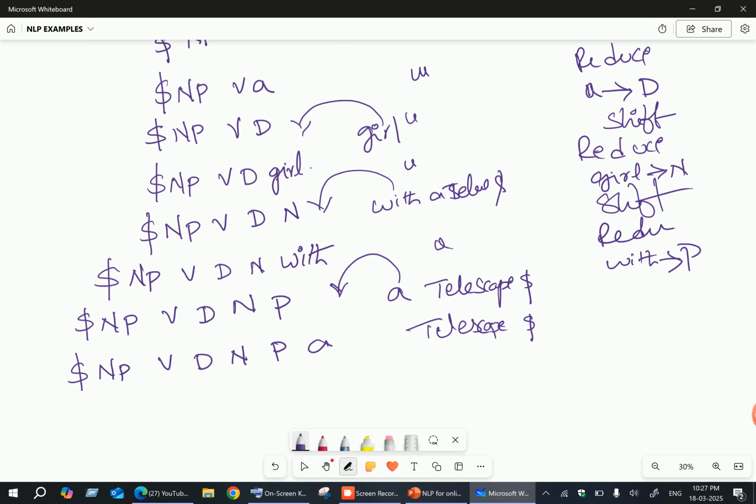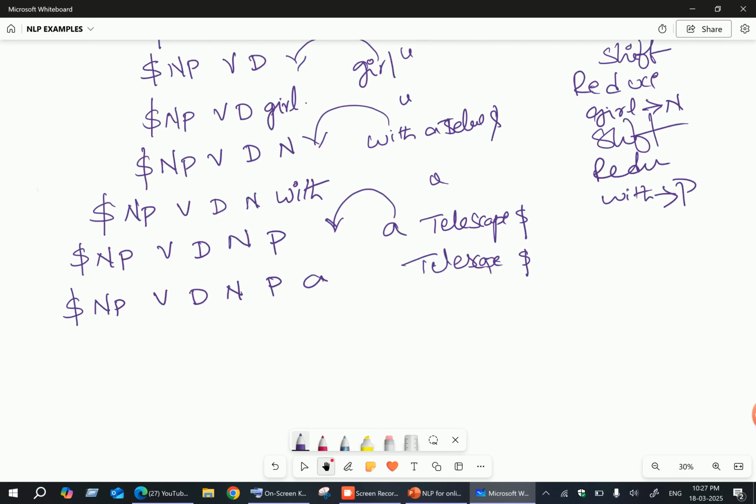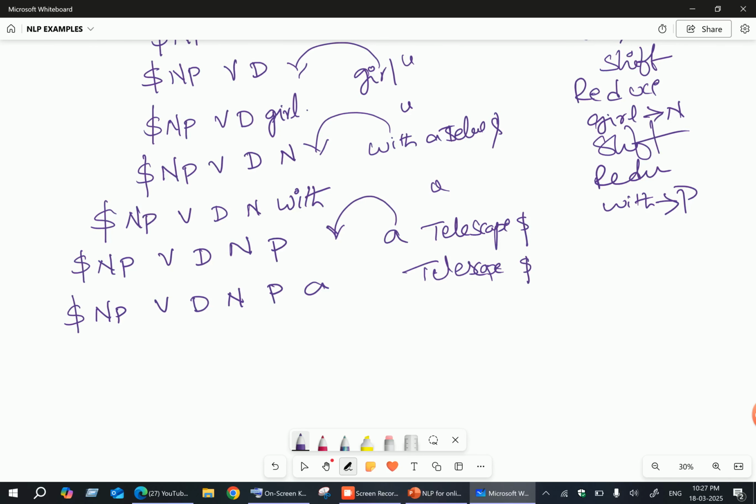So in the input sentence you can make it as empty. Everything you can transfer to the stack. After completion of your input sentence, only then can you reduce that sentence as the S symbol, the start symbol. Okay, so see here.